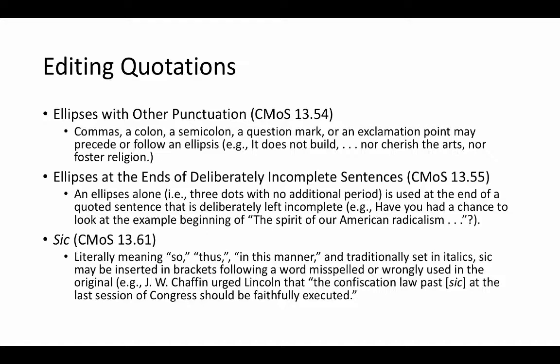Now back to sic, which I brought up earlier. It literally means something like so, thus, or in this manner, and the way that you treat it is in italics, and it's inserted in brackets following a word that was misspelled or wrongly or awkwardly used in the original. J.W. Chaffin urged Lincoln that the confiscation law passed at the last session of Congress. Now we know that that word passed is misspelled, misused. It should be P-A-S-S-E-D, and an editor can indicate that it was wrong in the original by using sic, italics, in brackets. And sometimes this is important for historical writing, when often words were used differently in previous generations.